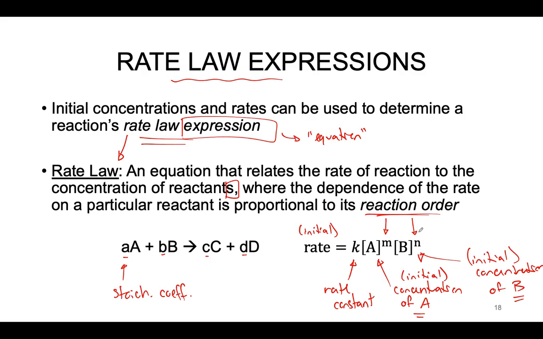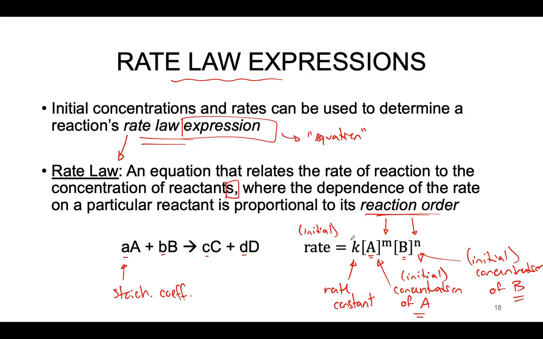A particular reaction's rate could be more dependent on one of our reactants than another. And so we're going to represent how the rate depends on these concentrations via the reaction order, via what these particular exponents are equal to.